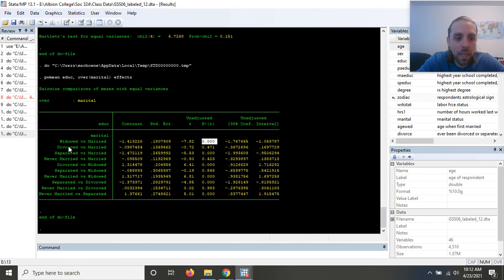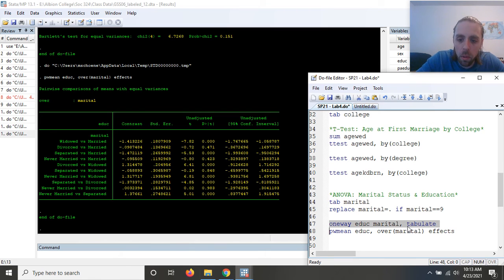But the difference between divorced and married, that's not significant. So those group level means don't differ from each other. Those groups don't differ from each other enough. Separated versus married, that is a significant finding. So on and so forth. So this will allow you to see which of your group comparisons are actually causing a significant statistical finding.